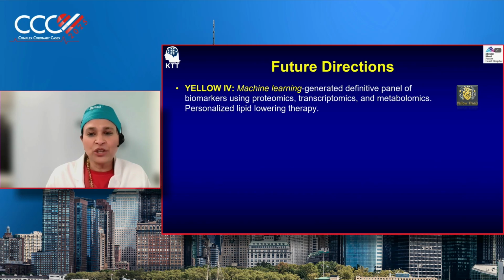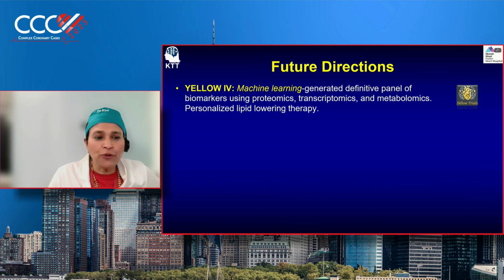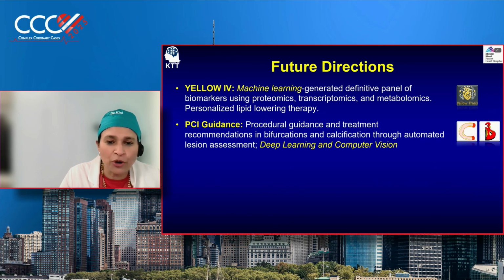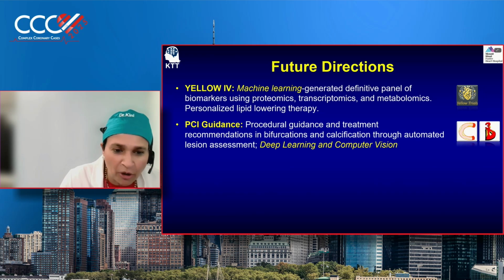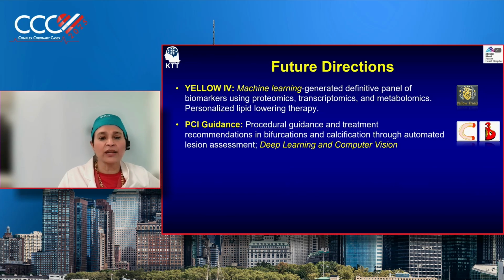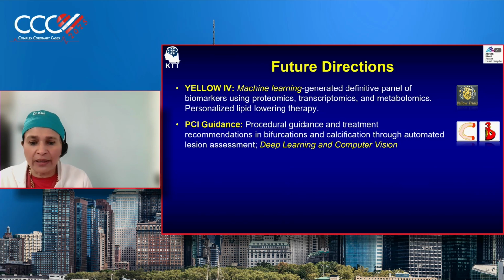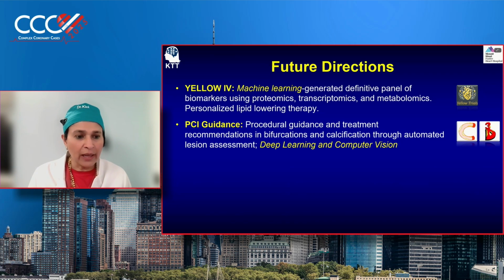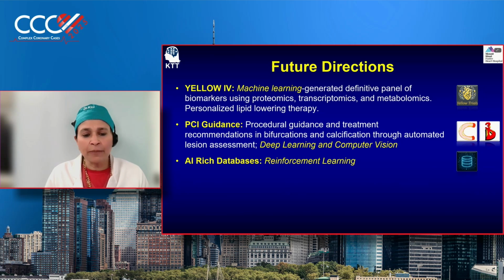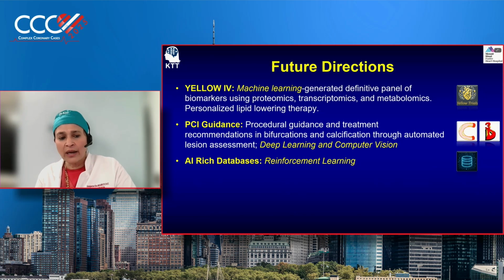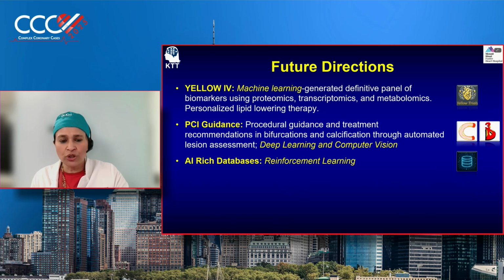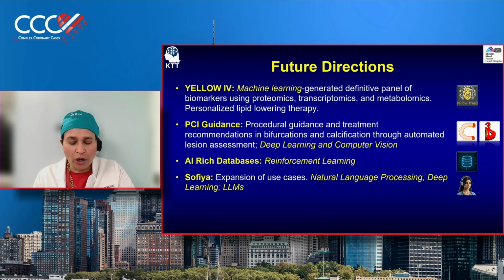Anyway, machine learning to use a definitive panel of biomarkers using proteomics, transcriptomics, metabolomics, so that we can do personalized lipid lowering therapy. Like I showed you, PCI guidance, especially for bifurcation, then we will move on to calcification. That is based on deep learning and computer vision. Then comes the AI-rich database, which is reinforcement learning, which is key. This is the future, and that's what we want to do.